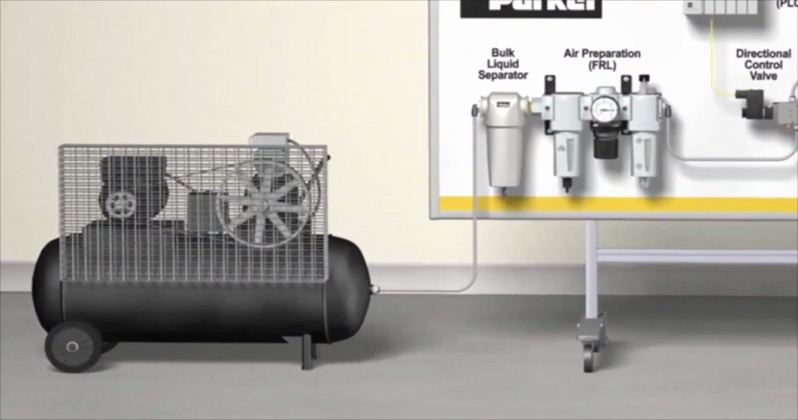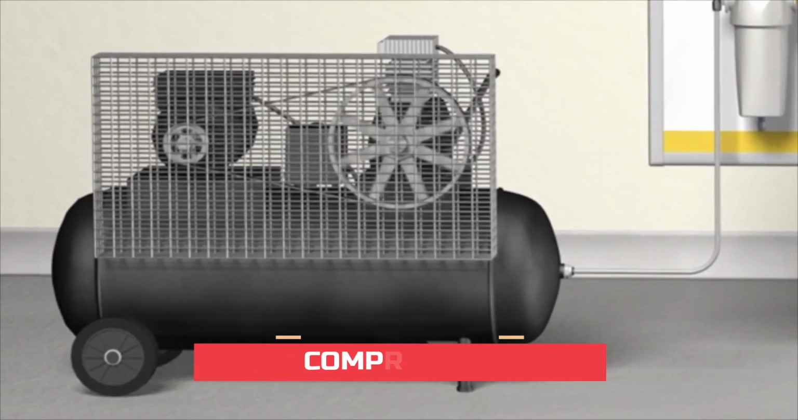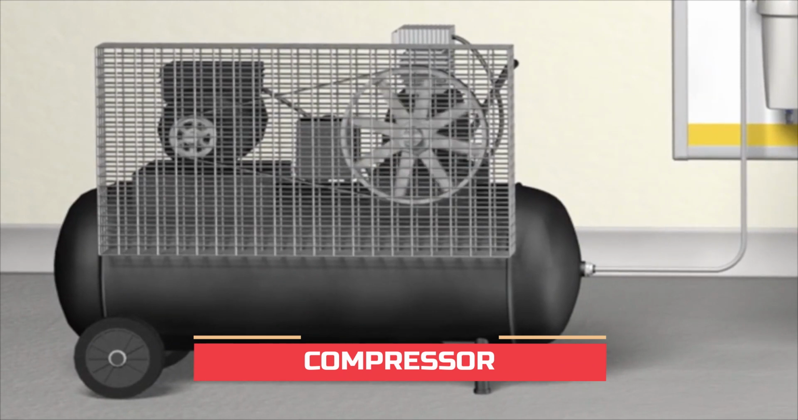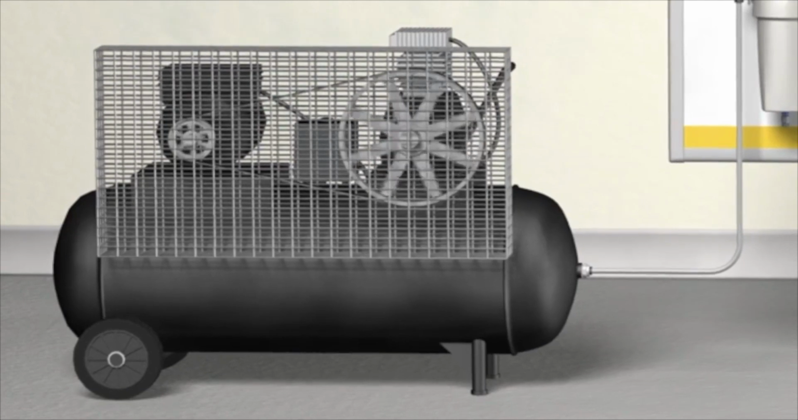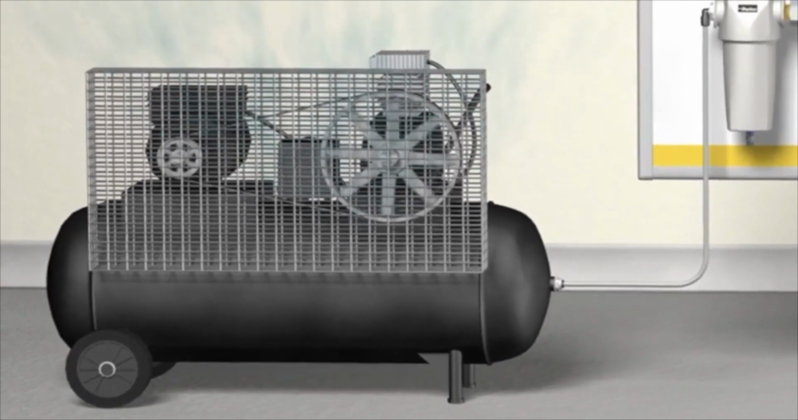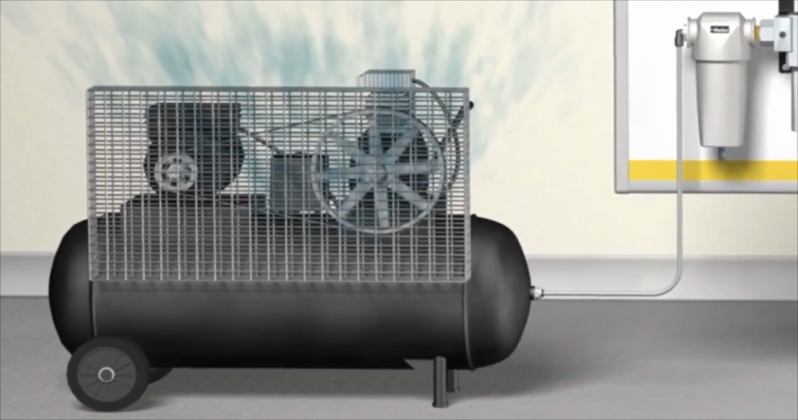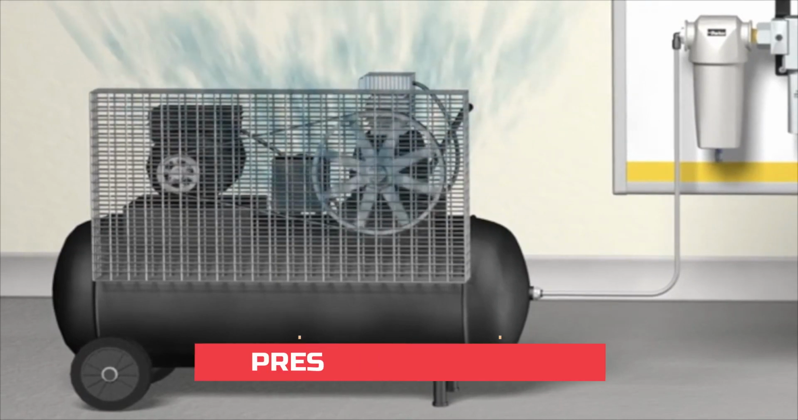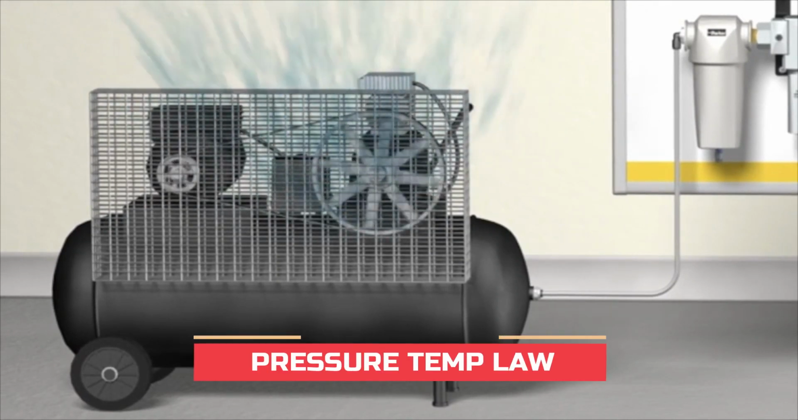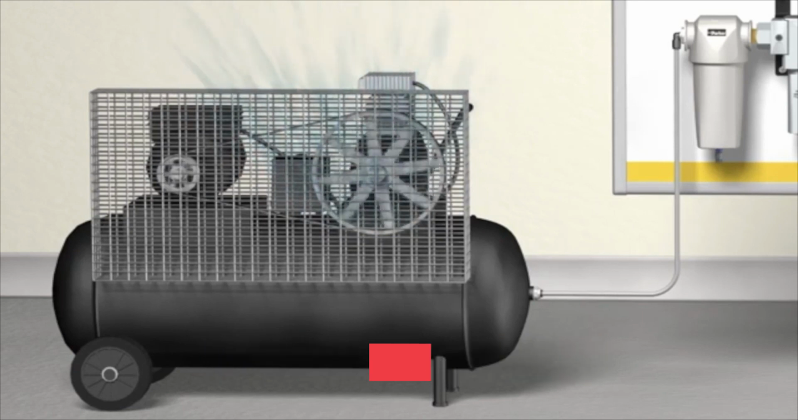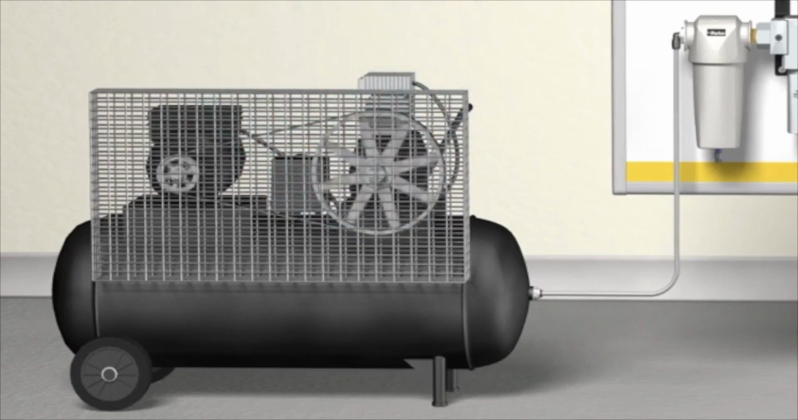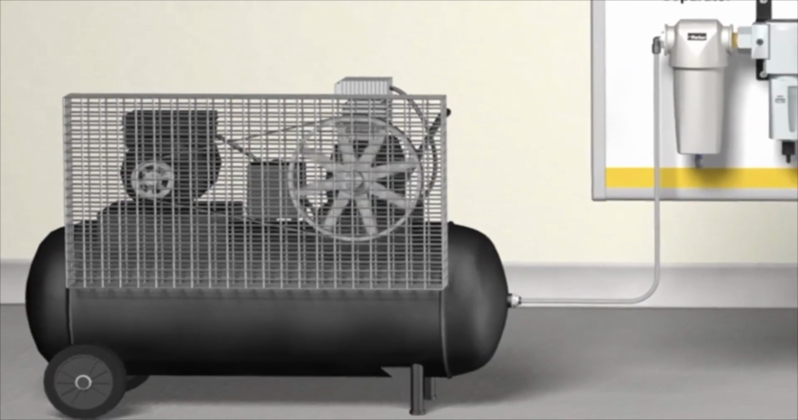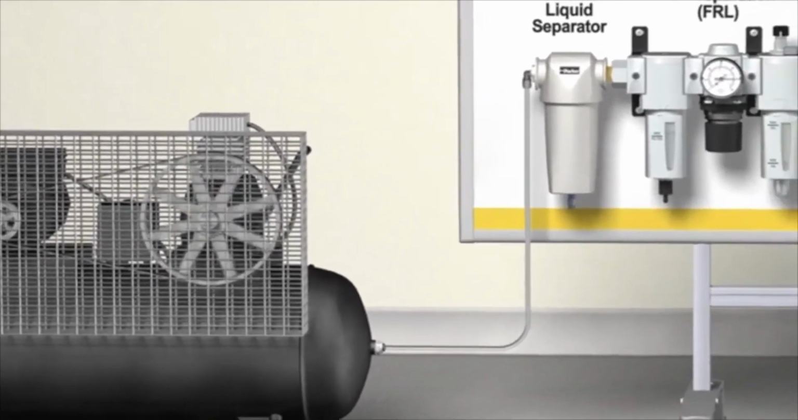Number 1. Compressor. A compressor is a mechanical device that increases the pressure of a gas by reducing its volume. As an air compressor compresses air under pressure, its temperature also increases. This is a simple law of physics known as the pressure-temperature law. It will rely on the type of air compressor you are working with. The air discharged from the compressor can be as hot as 250 to 350 degrees Fahrenheit.